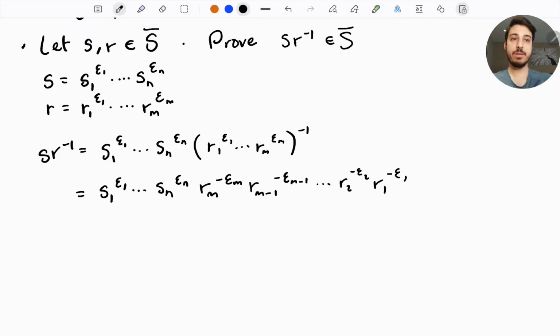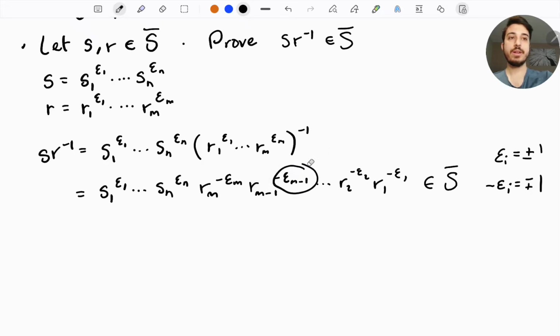So we have now a product of S's and R's and the epsilons up top. This, in fact, is an element of S bar. Because if you take epsilon i, this is either plus or minus 1. So if you take the negative of that, this is also plus or minus 1. So it satisfies the condition that the exponents are either plus 1 or minus 1.